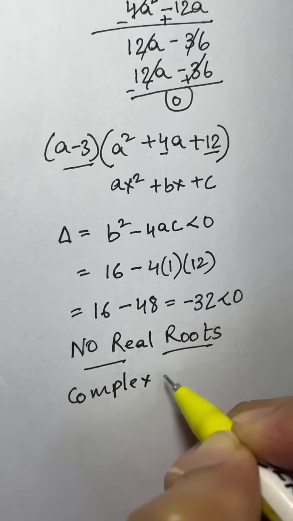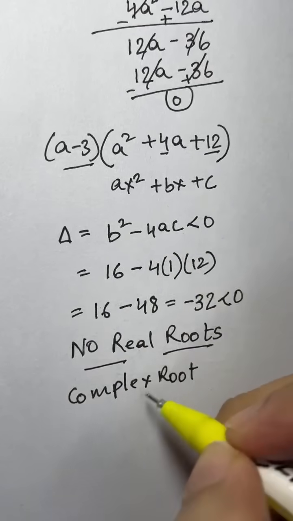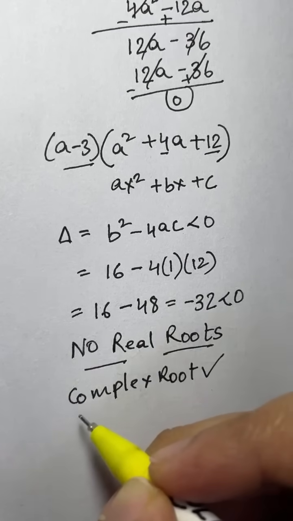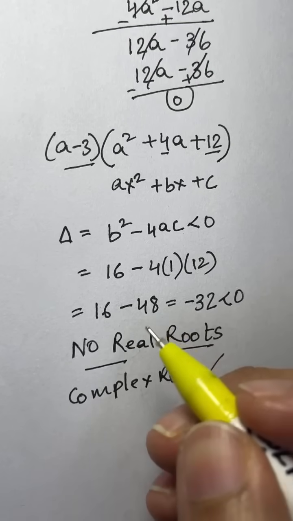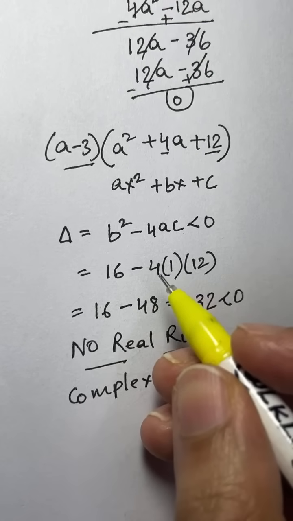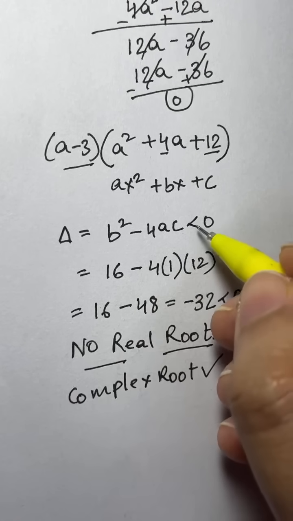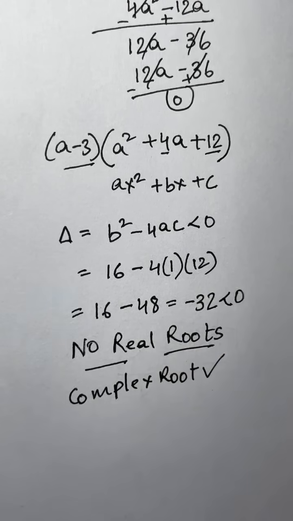Yes. So you can check that out by solving your discriminant. Complex roots. Yes, 2 complex roots. If the discriminant is equal to 0, it has 1 real root. If the discriminant is greater than 0, you have 2 real roots. But if it is less than 0, you have 0 real roots. You only have 2 complex roots.